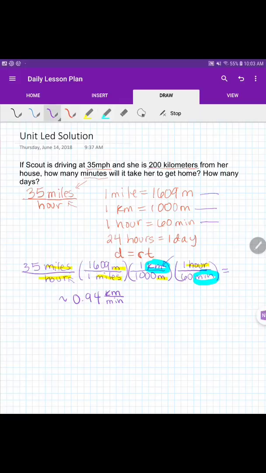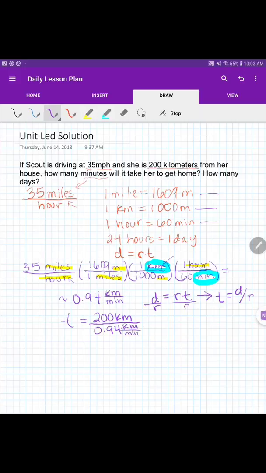This isn't quite what we were looking for because we want to find out how many minutes it will take her to get home. So what we actually are going to do next is use that equation, distance equals rate times time. Now, minutes is a unit of time, so we're going to rearrange this equation to have time on its own. So time is equal to distance over rate. And rate is just another word for speed. So let's go ahead and plug in the information we have. Our distance is 200 kilometers. Our rate is 0.94 kilometers per minute.